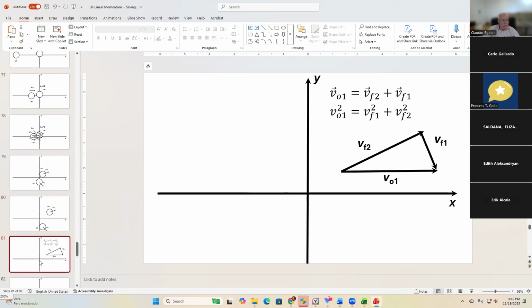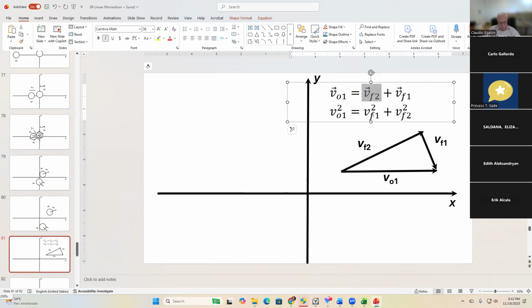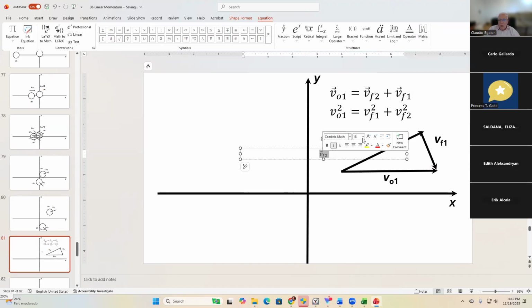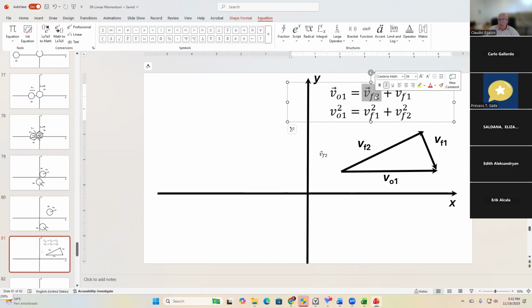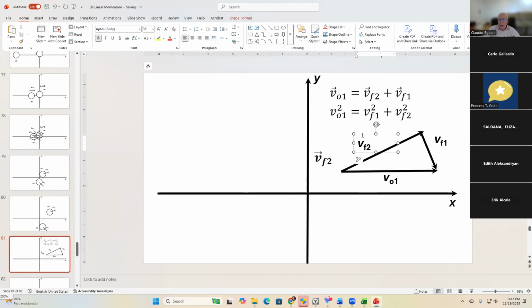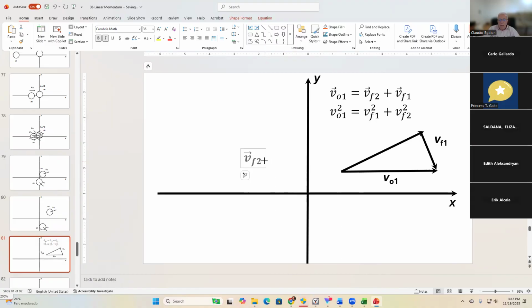Oh, what did I do? Right here. V final 2 plus V final 1. And I'm even going to place this guy right here so you can have a better view. Oh, that's terrible. Let's make it larger. What's the size? 36. Size 36. And I'm going to boldface it. Now I can eliminate. Oh, I didn't eliminate it. Let me eliminate it. V final 2 here. I'm going to put V final 1 here.